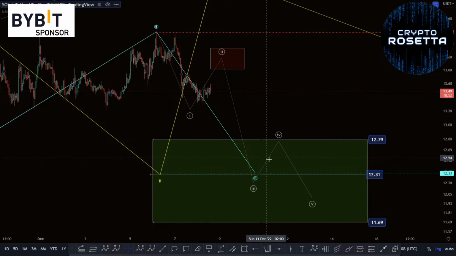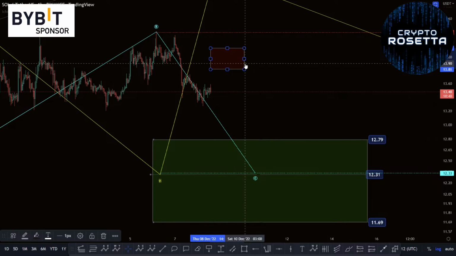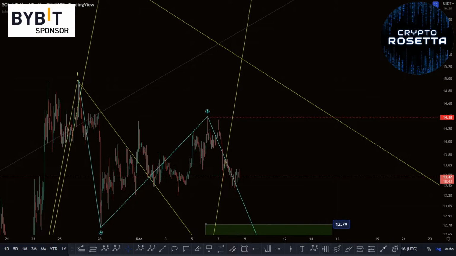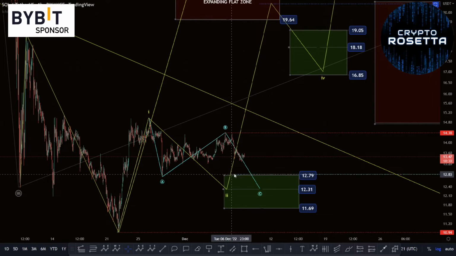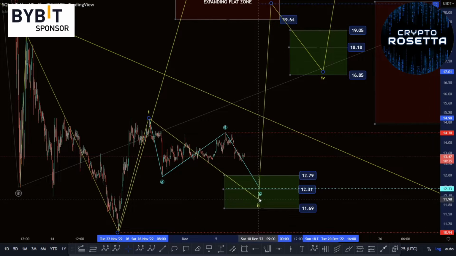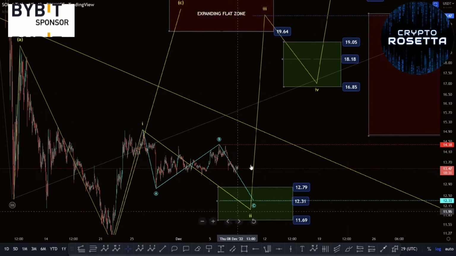So we would have to just be aware of that. Depending on how that 5-wave move ends up, it could be in the lower end of this box. But what we're looking for is, if this is the case, once this completes in the second yellow wave here, we'd be looking for a move to the upside in this third wave.